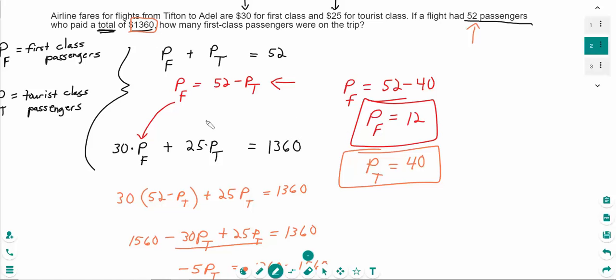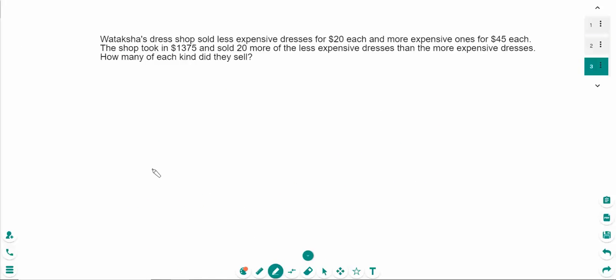Again, it's very similar to the coin problems. We had the count, the number of passengers, and then we had some sort of a value for those passengers, just like we had the count of coins and the value of coins. Okay? All right, let's go on to the next one.